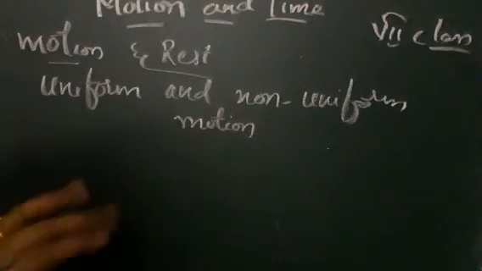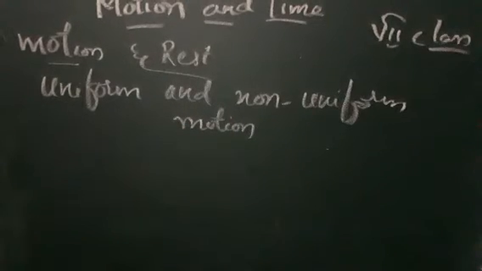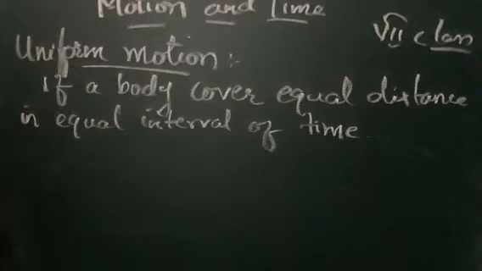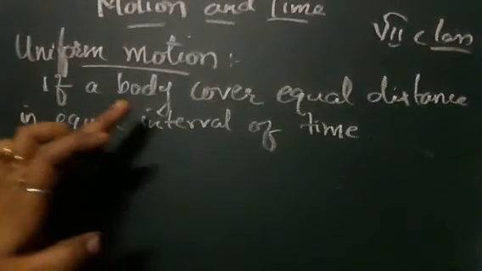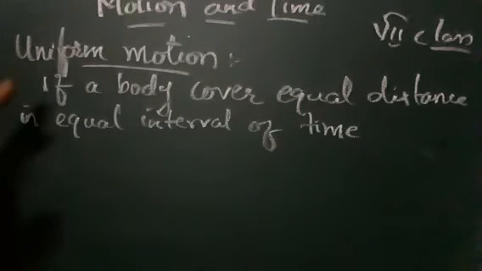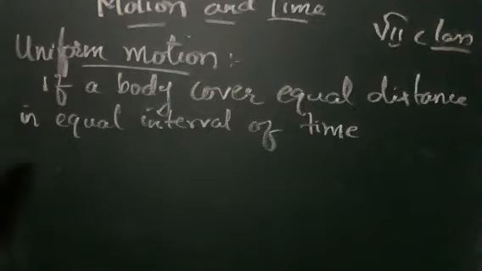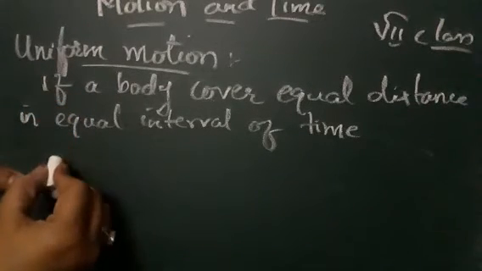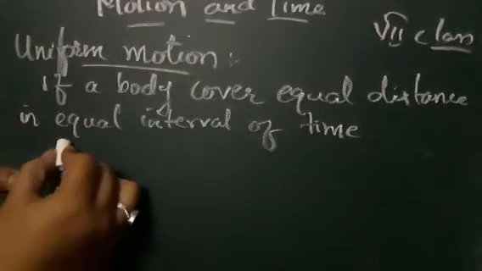So today we will learn about this. What is non-uniform and uniform motion? Uniform motion is nothing but if a body covers equal distance in equal intervals of time, then it is called uniform motion. For example, if we take a watch, you see a watch.